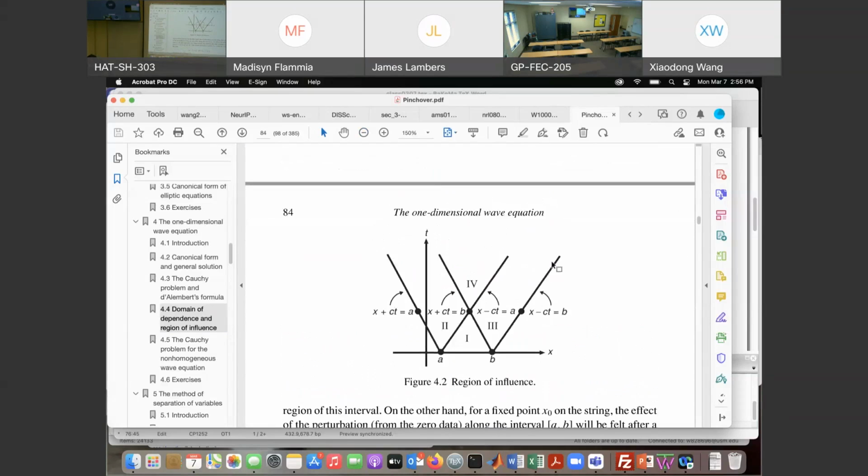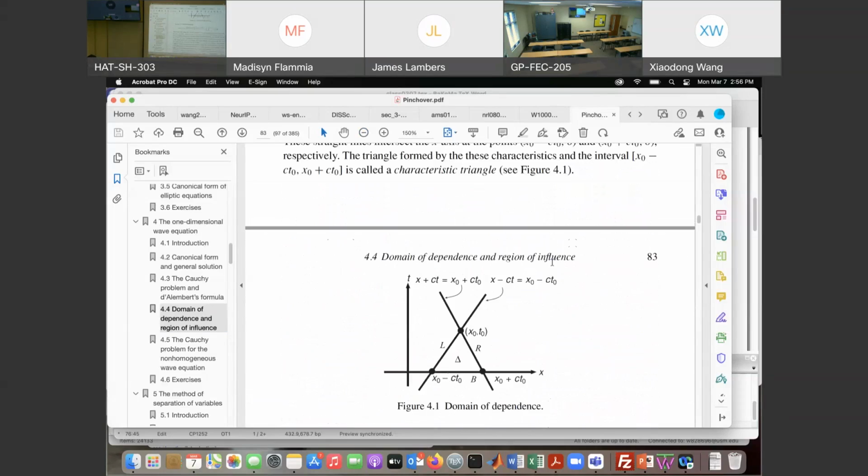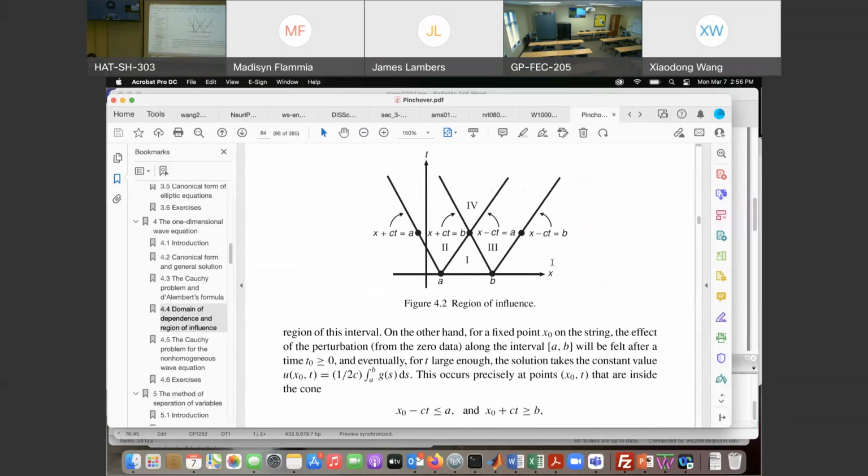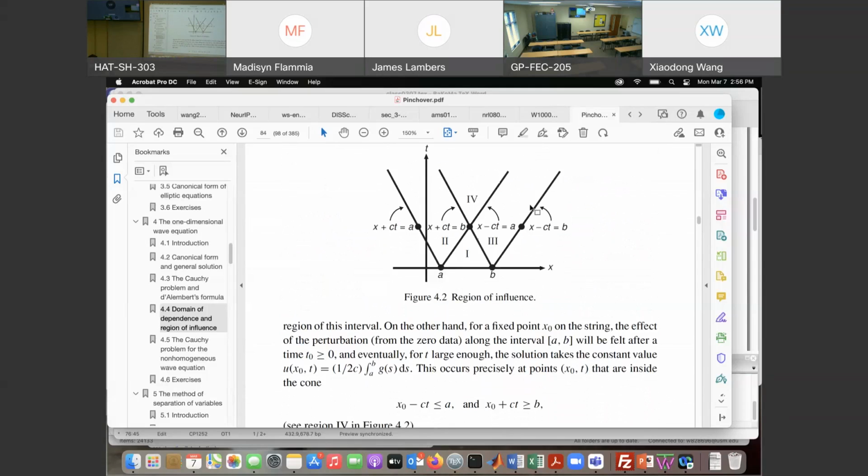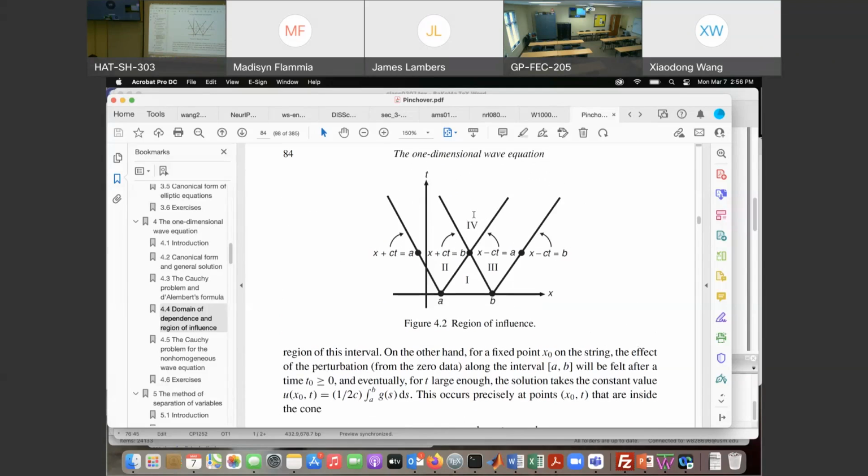Okay, so they call it region of influence, but it has the appearance of a comma. So at this point A, the initial data at this point can influence the solution in this region between this line and nowhere else. The initial data at B can influence the solution in this cone, and where they intersect, both A and B will have an impact.